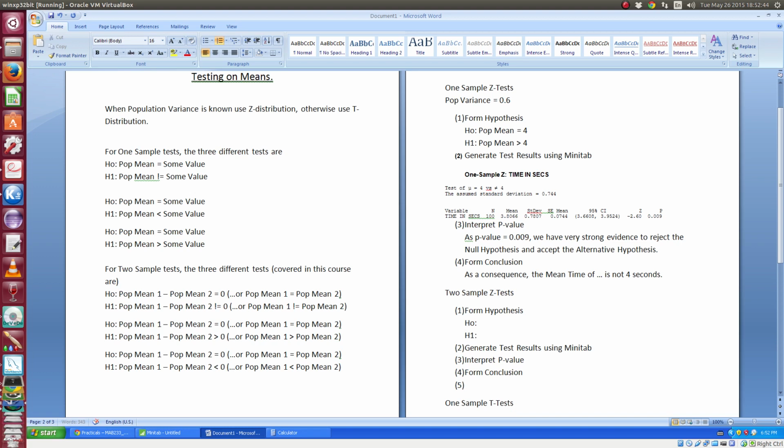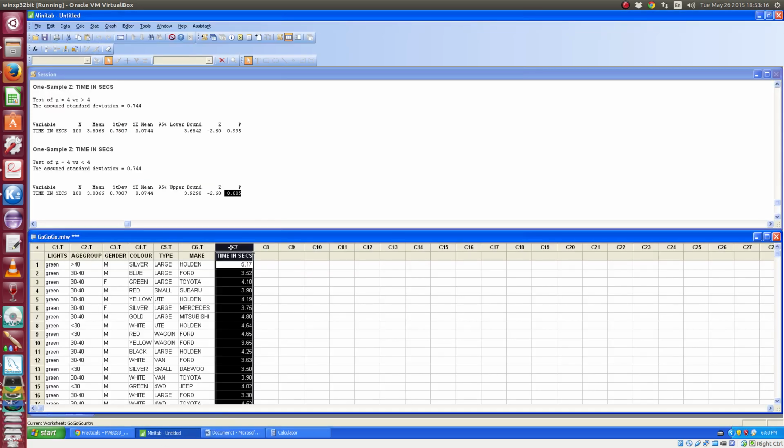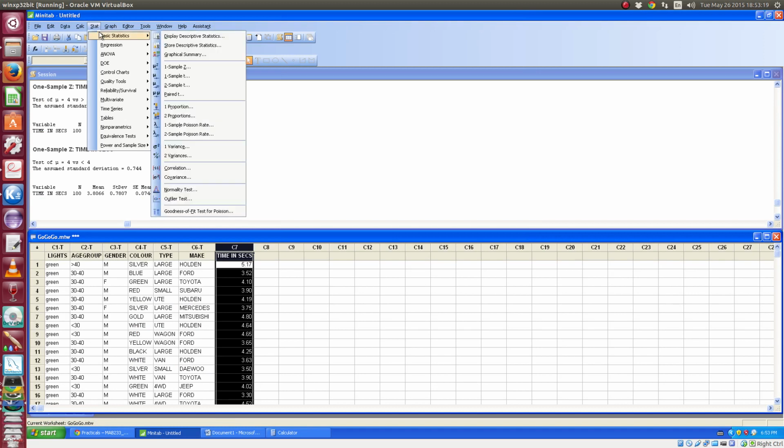As I said before, we're going by the stereotype here, and we're going to test whether males are actually faster. So the alternative hypothesis is that the population mean for males is greater than the population mean for females. The default null hypothesis is that the population mean for males is equal to the population mean for females. Now we need to generate our results using Minitab, so let's do that. We go to time in seconds. Oh, we don't go to that. We go to basic stats. We're going into a 2 sample.